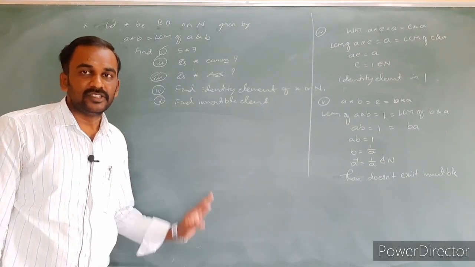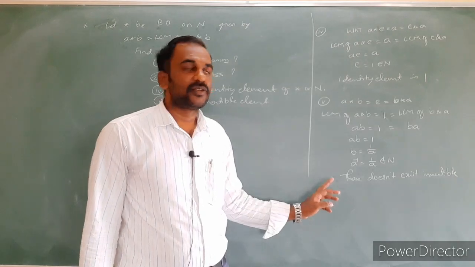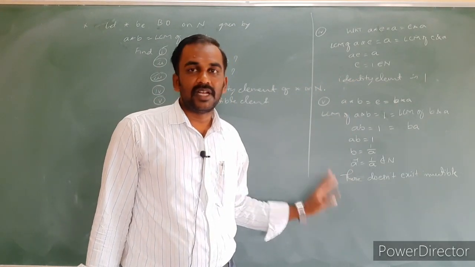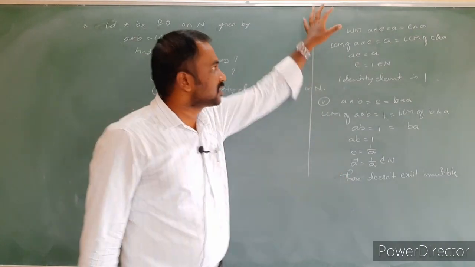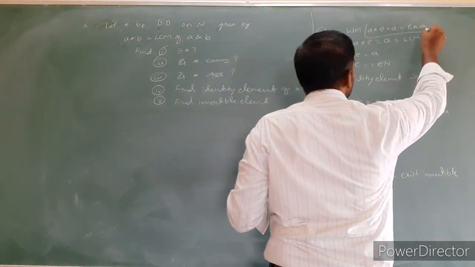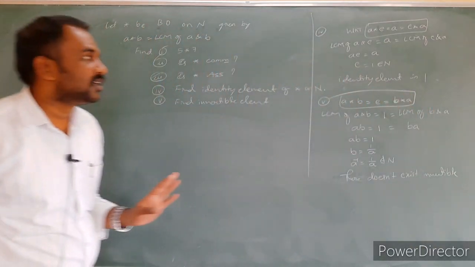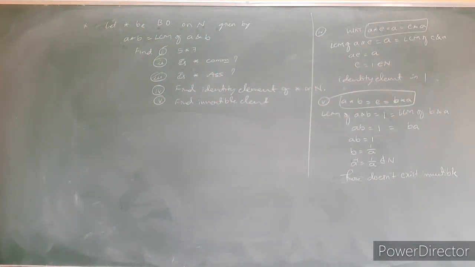This is how we have to find it. Very simple. I think you got my point. How to find the identity element and how to find the invertible element. Very simple. So just remember the definition. If you remember the definition, we can easily solve it. Okay, that's all. Now let's go to the next example.